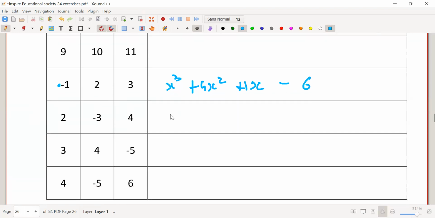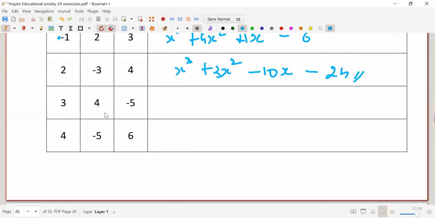So you have to be strong. X cube, 6 minus 3, 3x squared. Then minus 6 minus 12, that is minus 18, plus 8, minus 10, minus 10x. Again, the sign is minus, 12 into 2, 24. So here too.